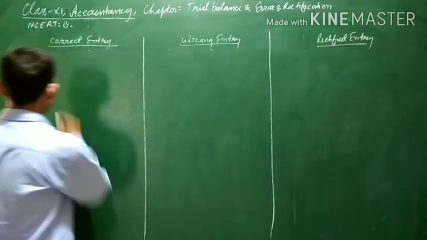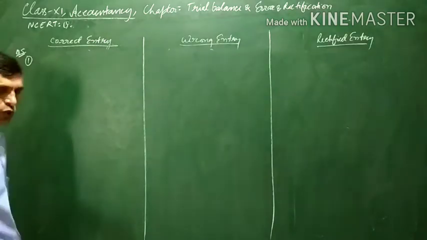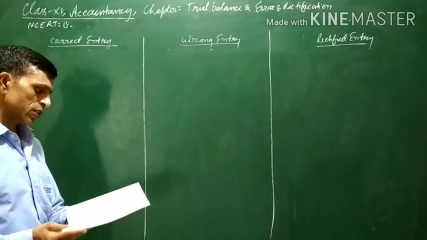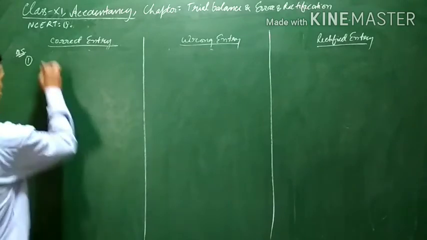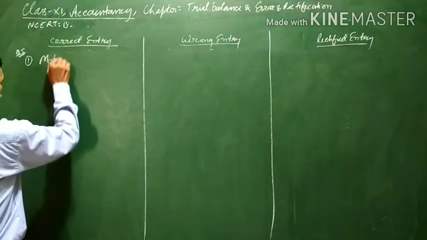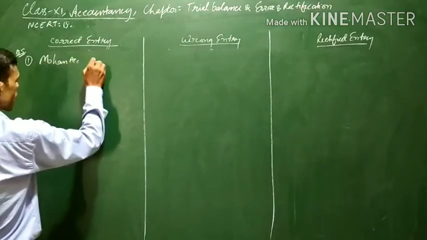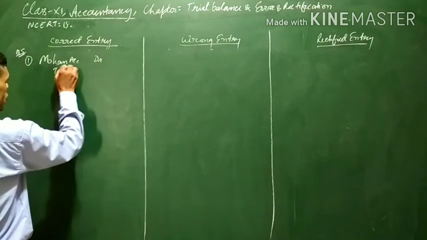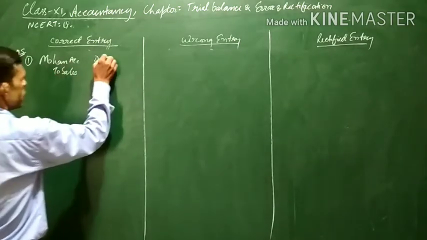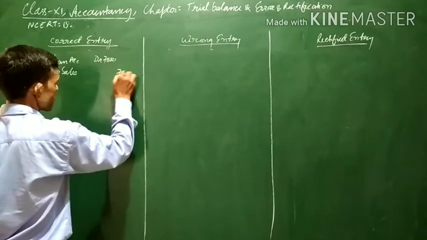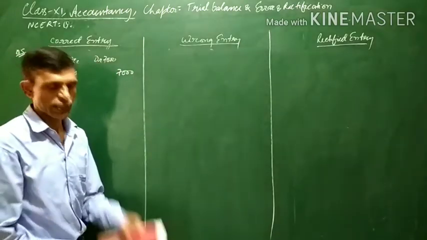Now, credit sales to Mohan, what is the transaction? Credit sales to Mohan 7,000. Mohan account debit to sales. This is the general entry. Mohan account debit to sales 7,000.